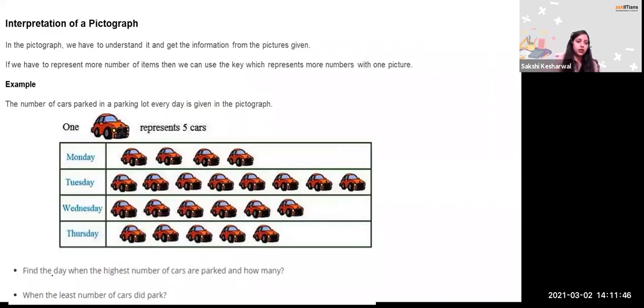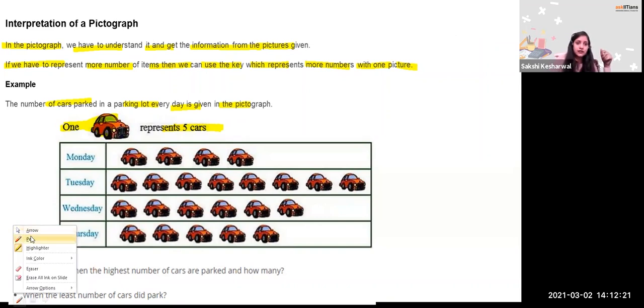So what is an interpretation? We have already done interpretation of the pictograph. In the pictograph, we have to understand it and get the information from the picture given, right? If we have to represent a larger number of items, then we use the key and let one picture represent more. That's very clear, right? It says the number of cars parked in the parking lot every day, in the pictograph. So what does it say? One car represents how many cars? Five cars.